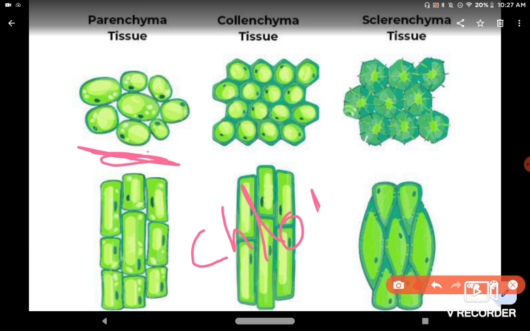So next, we have collenchyma. Collenchyma tissues are supposed to give mechanical support, and they also don't really have any intermolecular spaces, like they don't have any spaces between them, so they're very close to each other. They also provide flexibility to the plant.